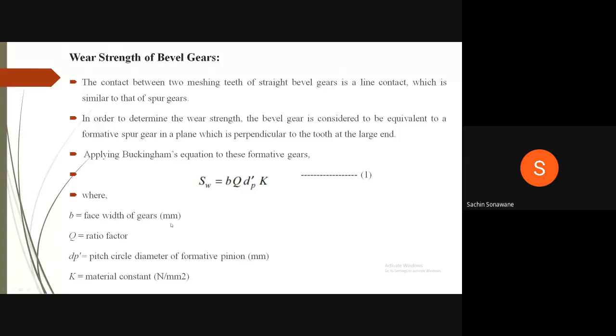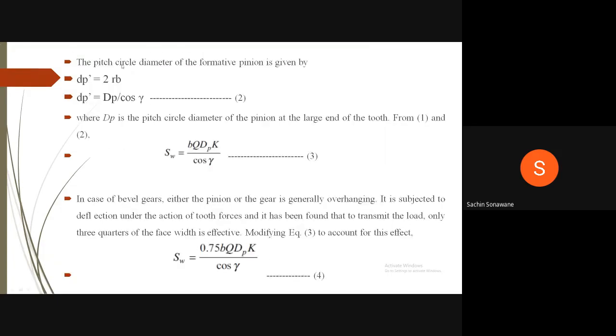is equal to face width of gears in mm, Q is the ratio factor, dP' is the pitch circle diameter of formative pinion in mm, K is the material constant in Newton per mm square. The pitch circle diameter of the formative pinion is given by dP' = 2Rb. Therefore, dP' = dP / cos gamma, equation 2, where capital dP is the pitch circle diameter of the pinion at the large end of the tooth. From equations 1 and 2, Sw = B Q dP K / cos gamma, equation 3.